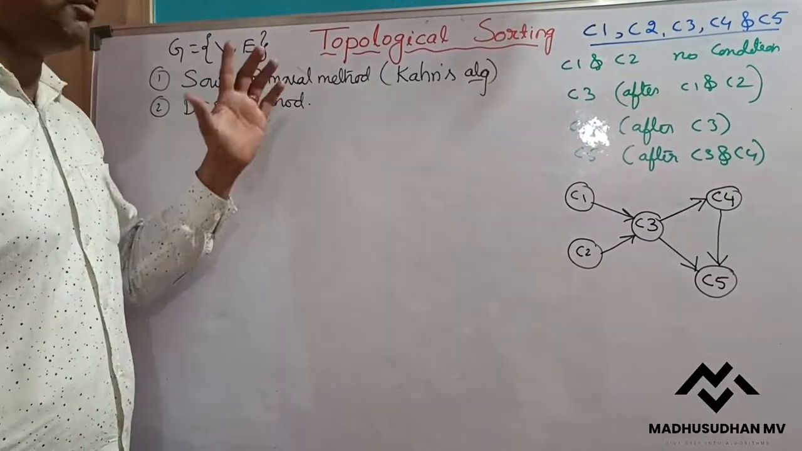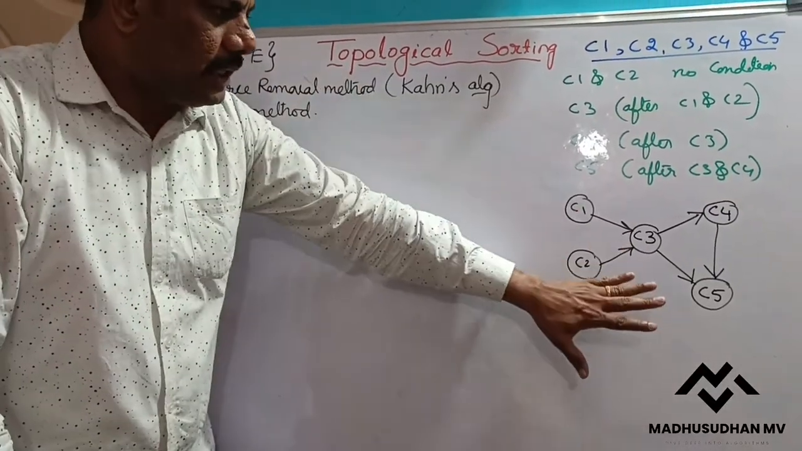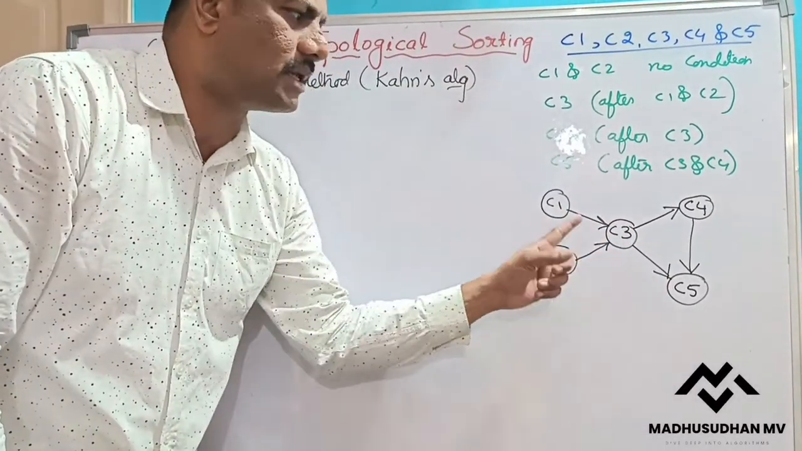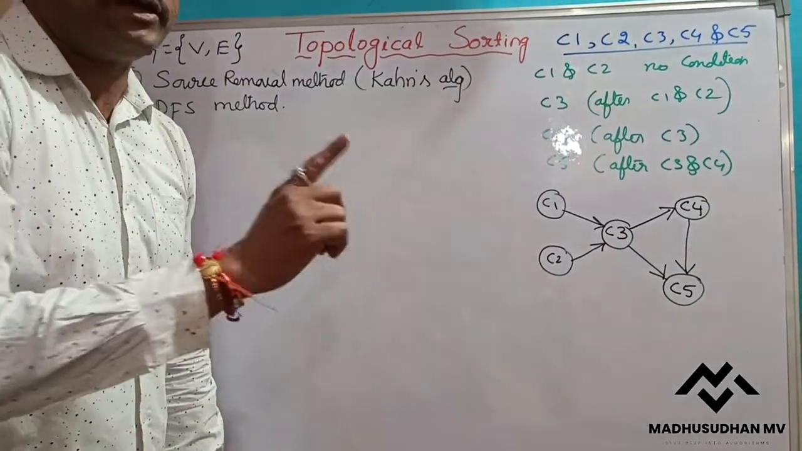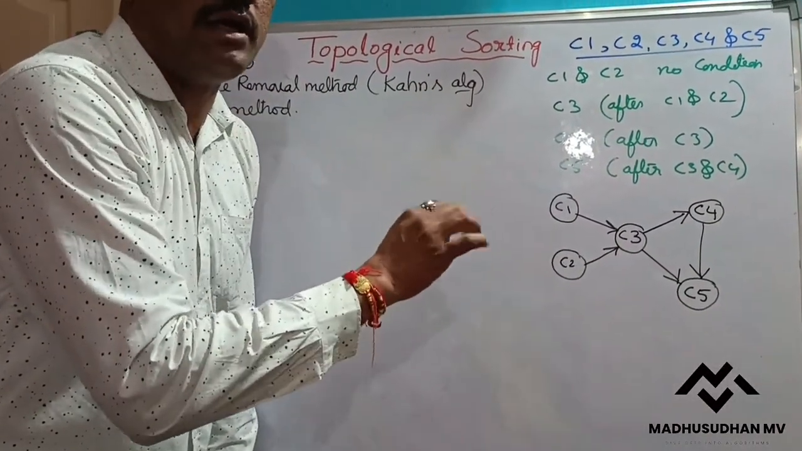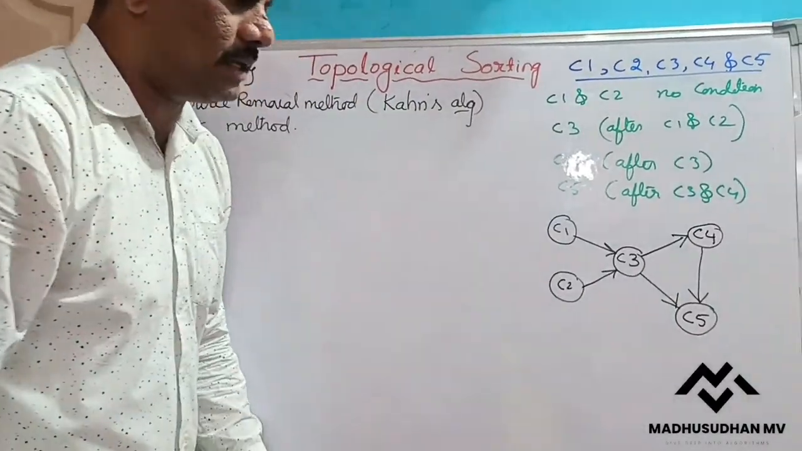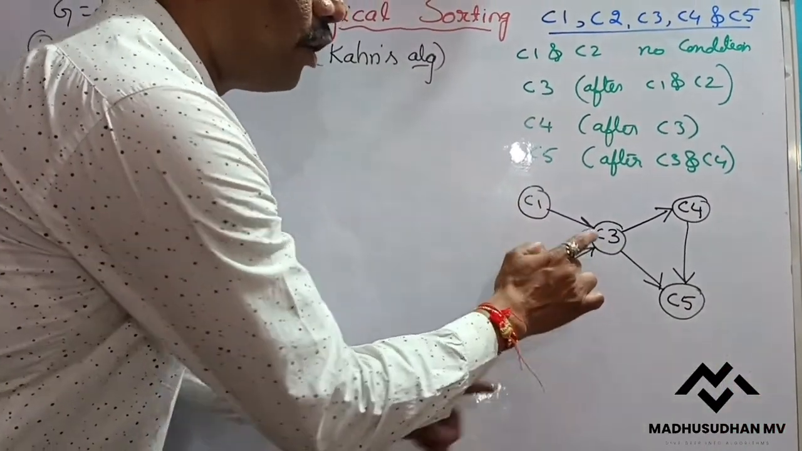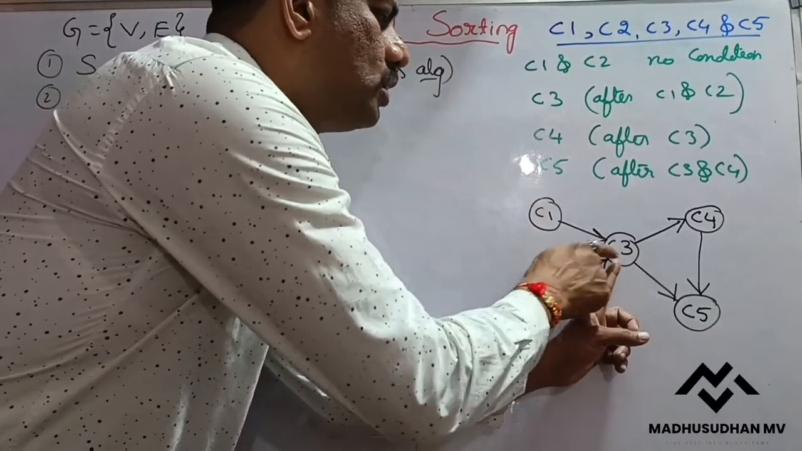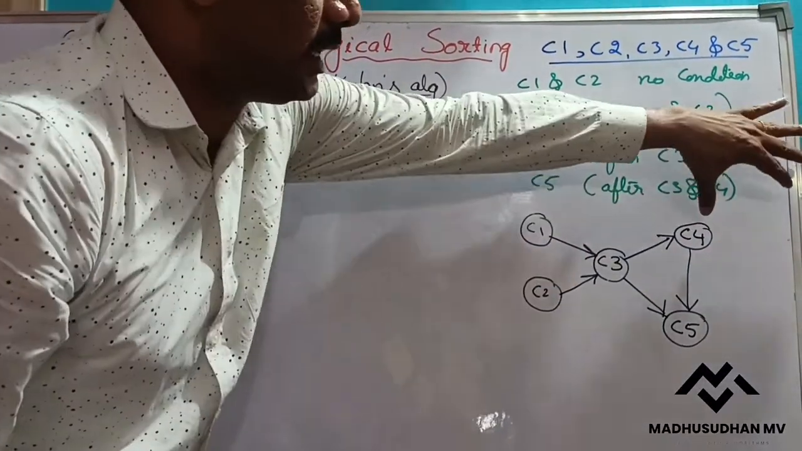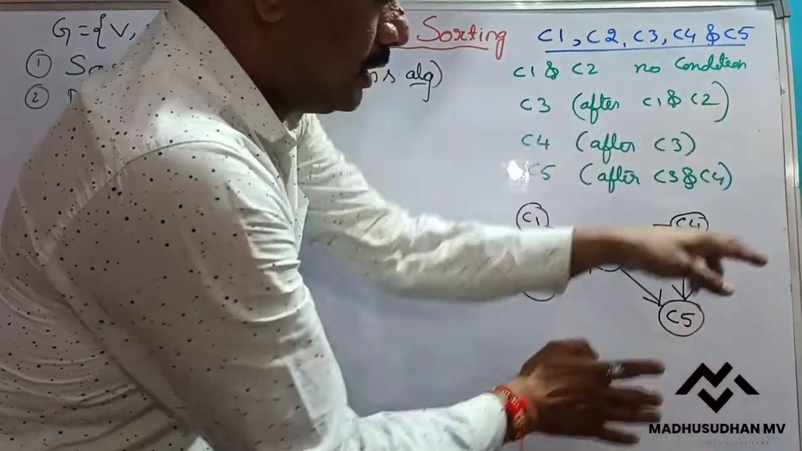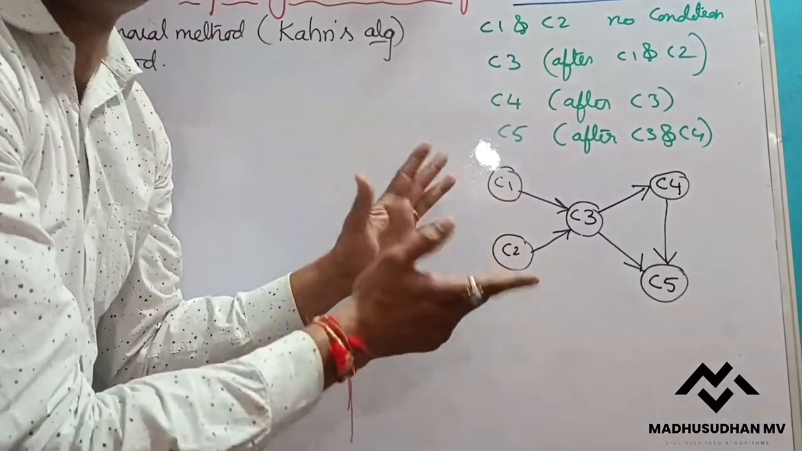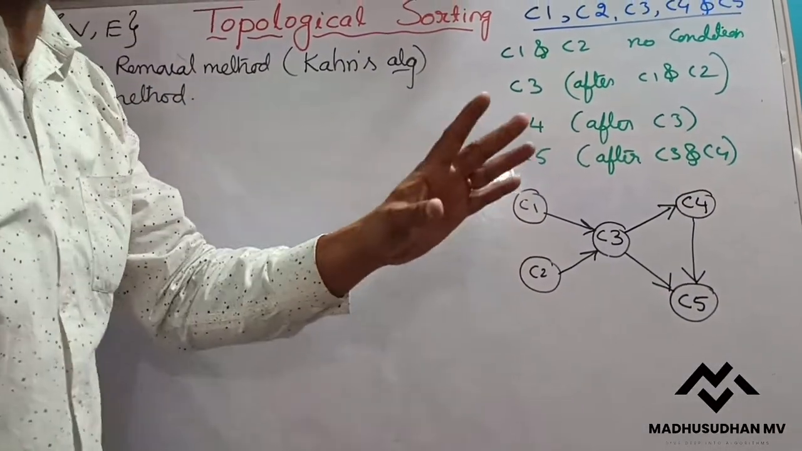As the name indicates, in the source removal method, we work on the given directed acyclic graph. Here it is an acyclic graph, there is no cycle. First, identify the node which has 0 in-degree. 0 in-degree means there are no incoming edges. Look into this graph. This node has 2 incoming edges. Similarly, this one has only 1 incoming edge. This one has 2 incoming edges. And these 2 have no incoming edges. We call these source nodes.